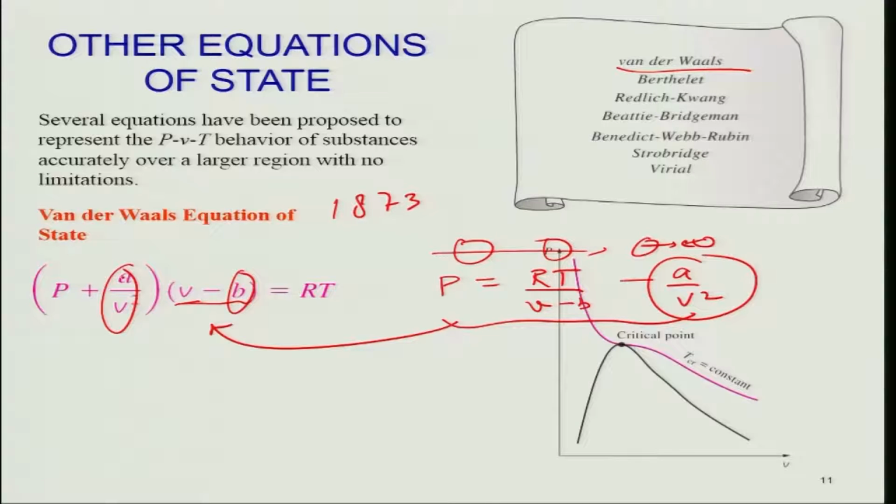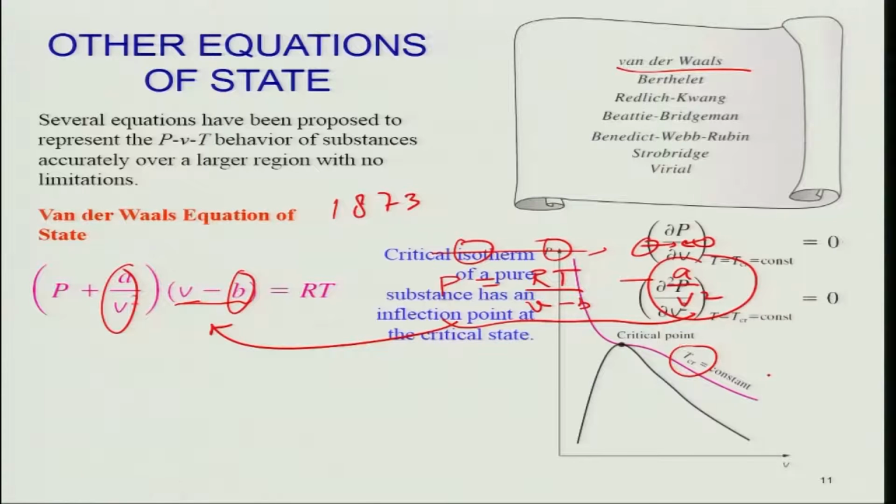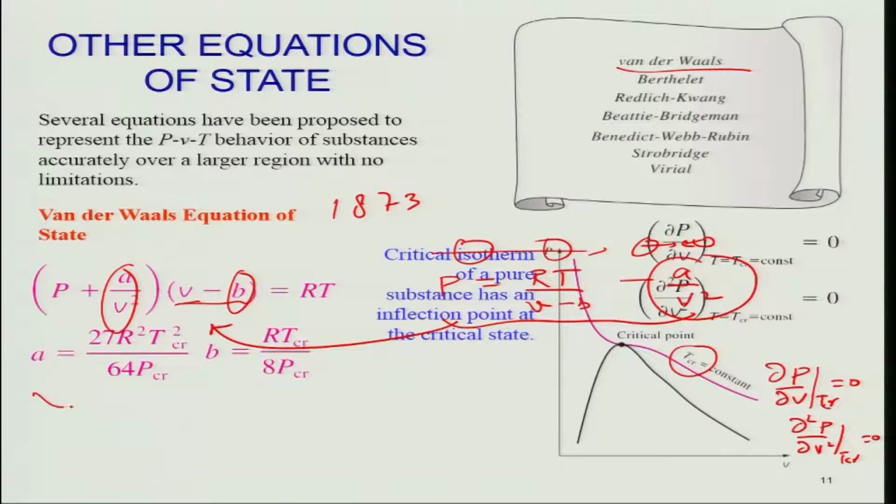Now you can find these particular variables A and B by taking help from the nature of the curve going through the critical point. At the critical point, for the critical temperature, the curve undergoes inflection, hence the first derivative of pressure with respect to volume at T critical should be 0, as well as the second derivative should be 0. Okay, and based on this you can calculate A and B in terms of TR and PR. Okay, so this is how it will come.